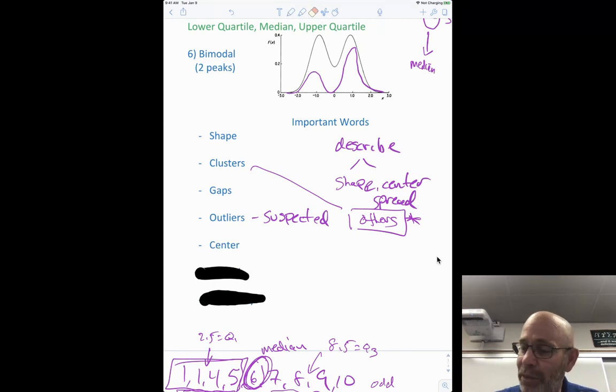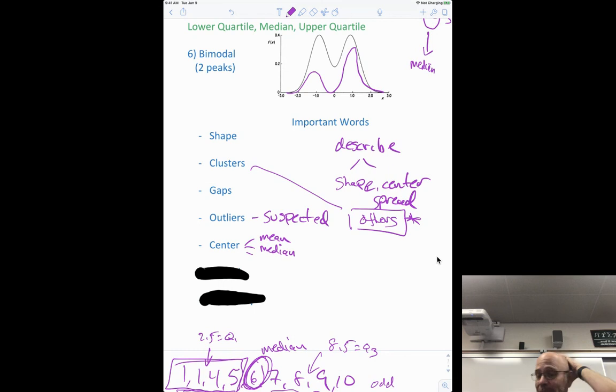So center, there are three ways to refer to center. Really just two though. Mean and median. A lot of times people talk about mode. We're not going to talk about mode because it's useless, to be honest with you. So if you say center, you just got to tell me which center. So you'd say, hey, the mean is about 50. The median is about 50. Don't say the center is 50 because then I don't know which one you're talking about.